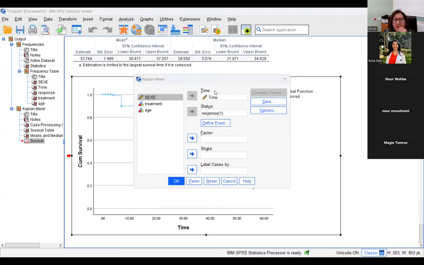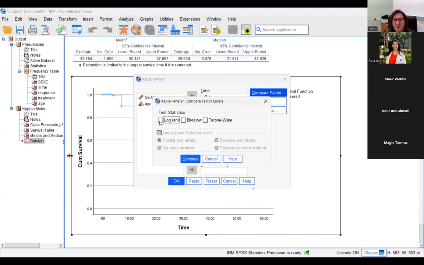Yes, doctor, we are seeing. Okay, so now I can add the factor. The factor is the treatment now. Okay, and then I have these, how to compare the factor. I have the log rank.